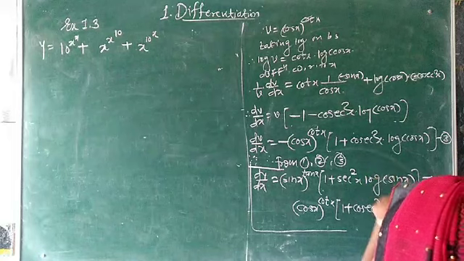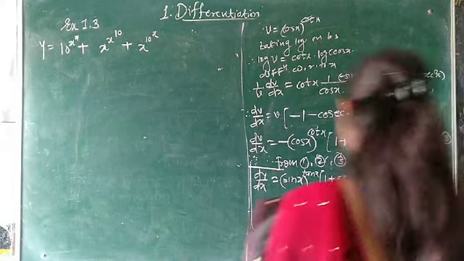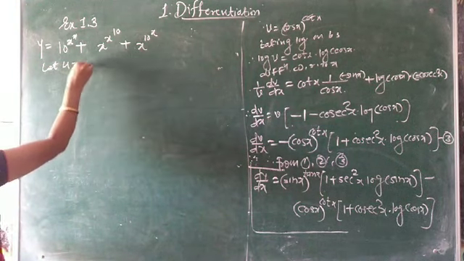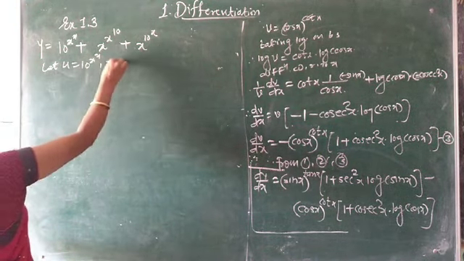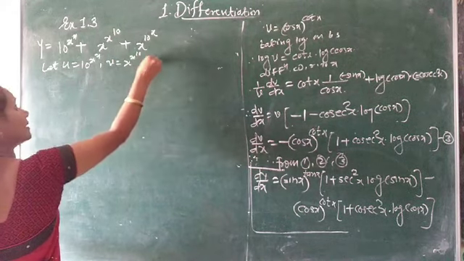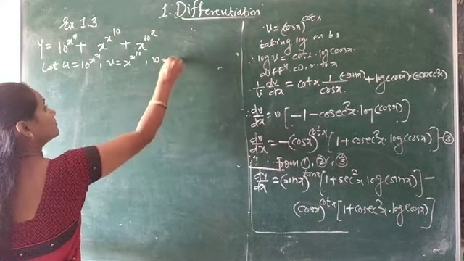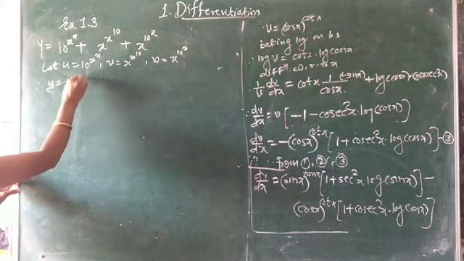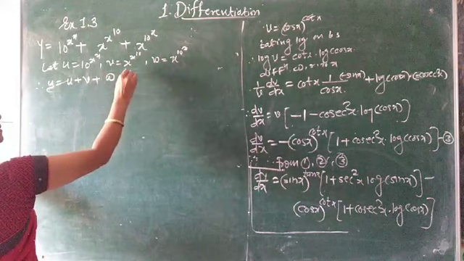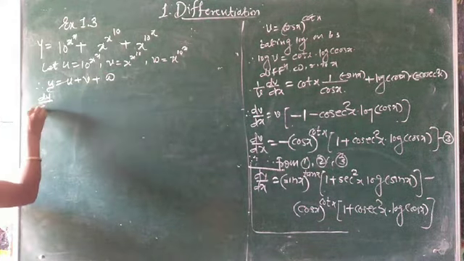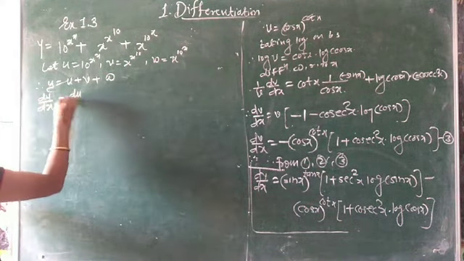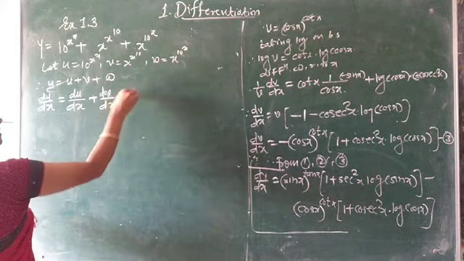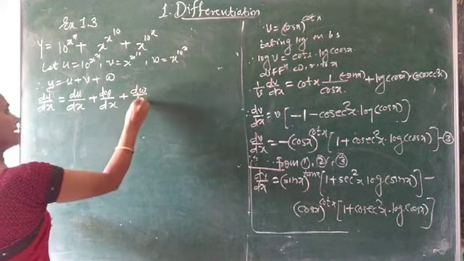x raised to 10, then x raised to 10 raised to x. Again consider u is equal to 10 raised to x, v is equal to x raised to 10, and w is equal to x raised to 10 raised to x. Then our y becomes y is equal to u plus v plus w. Then dy upon dx is equal to du upon dx plus dv upon dx plus dw upon dx.